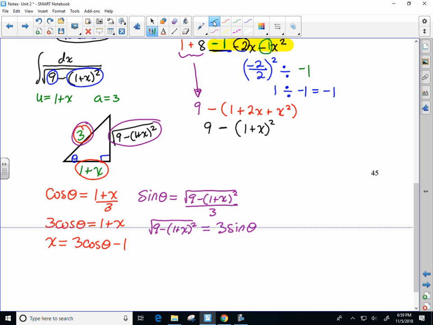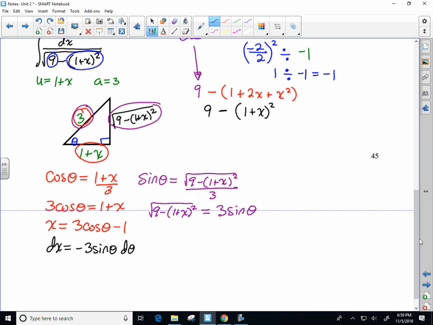All right, so dx would be equal to negative 3 sine theta d theta. Now we can do our substitution. The substitution is, I don't know, possibly more straightforward than in previous problems, because the dx is on top of the fraction. dx is this, so negative 3 sine theta d theta. The radical is on the bottom of the fraction. The radical is this, 3 sine theta.